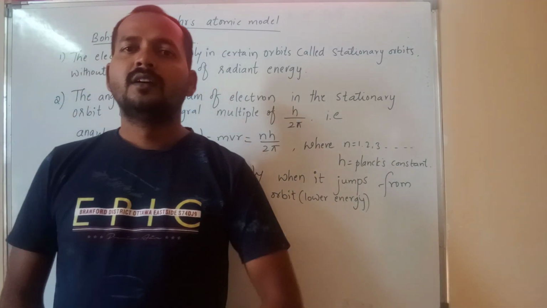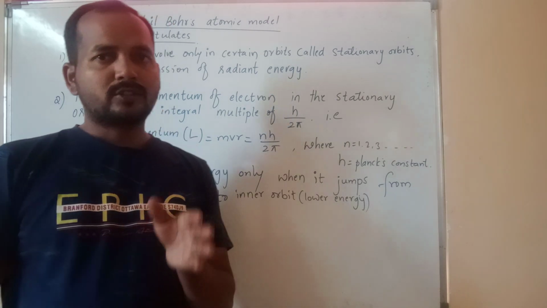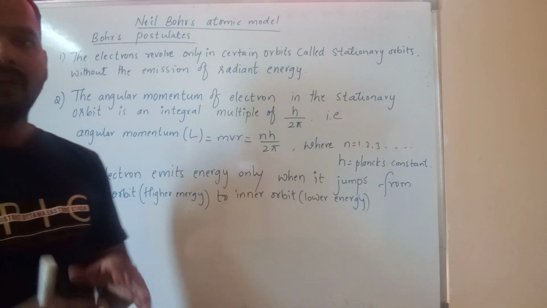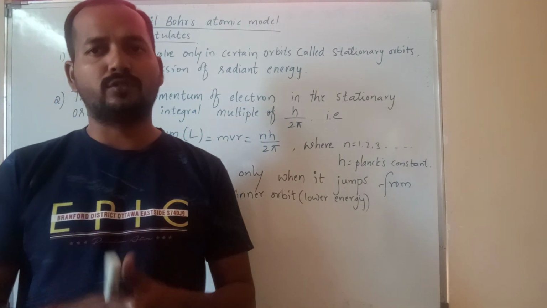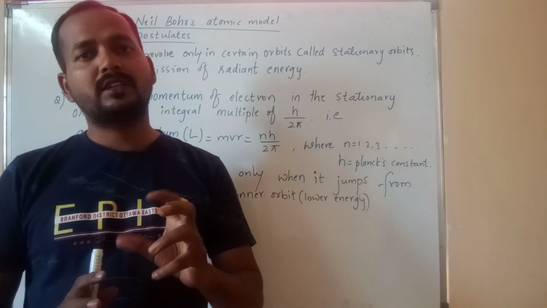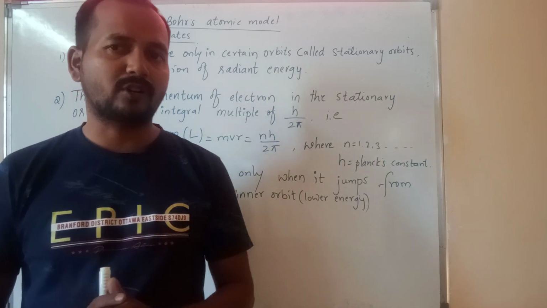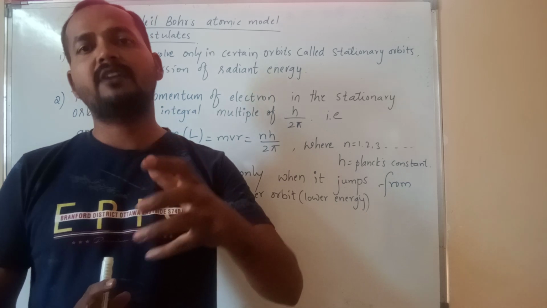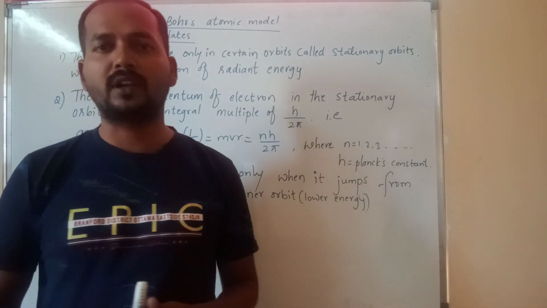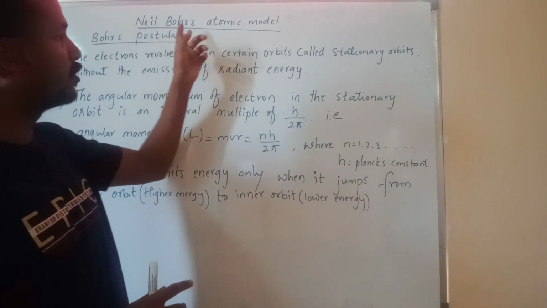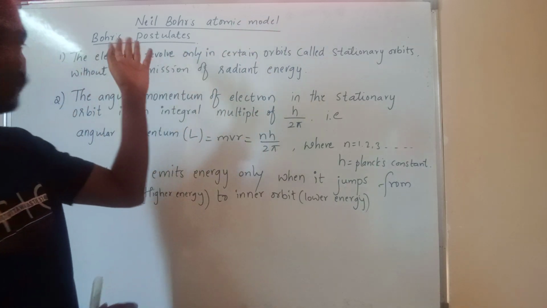To overcome the drawbacks of the Rutherford atomic model, one more scientist, Niels Bohr, changed the Rutherford atomic model slightly, and he gave some postulates about the atomic model. That is called Niels Bohr's atomic model.